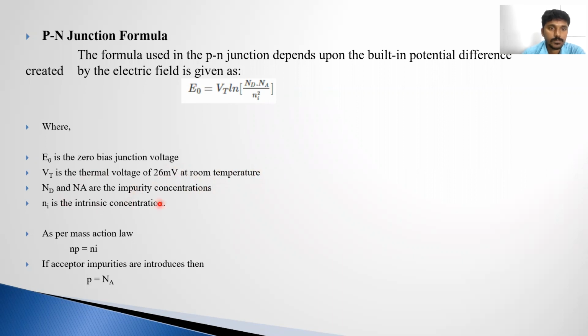Nd and Na are the impurity concentrations, Nd the donor concentration and Na the acceptor concentration. These are physics concepts. As per the mass action law, np equals ni squared. If acceptor impurities, meaning receivers, are introduced, then p is equal to Na.